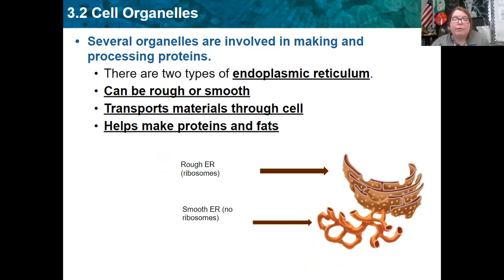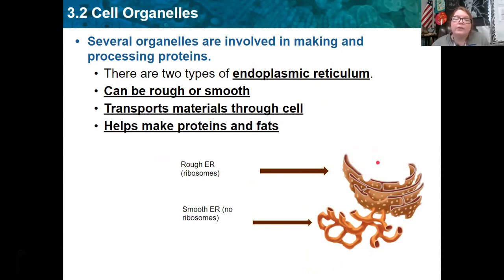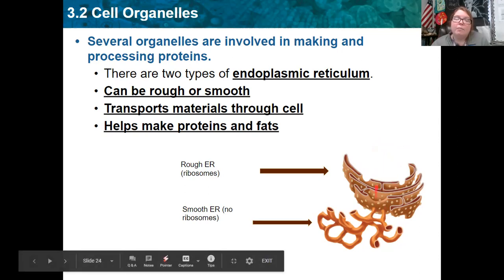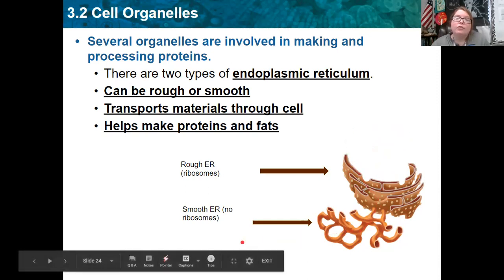So it does help transport material through the cell. This part right here, I don't know if you noticed in the other image, if you can see the little red dot circling around, this is where the nucleus is. Generally speaking, the endoplasmic reticulum can help connect the nucleus to the outside of the cell. See, it just goes through these little pipes and it goes through the cell that way.